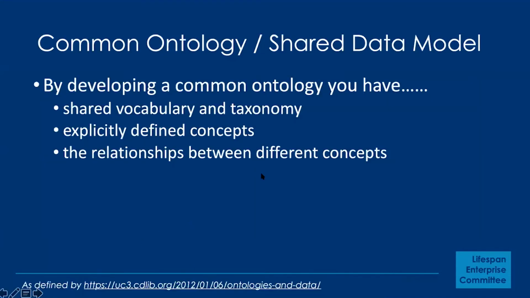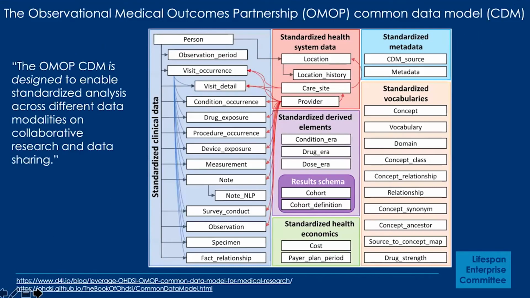The next big concern is really having a common ontology or a shared data model. Having a common ontology really means that we have a shared vocabulary or taxonomy of the data, and we're explicitly defining how these different data sources are related to each other. So what do I mean by that? Well, many of you may have heard of OMOP. OMOP is an observational common data model, and it's often used in EHR records, but the same theory can be applied across a wide variety of data sources.